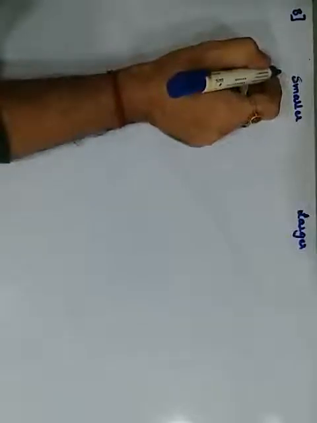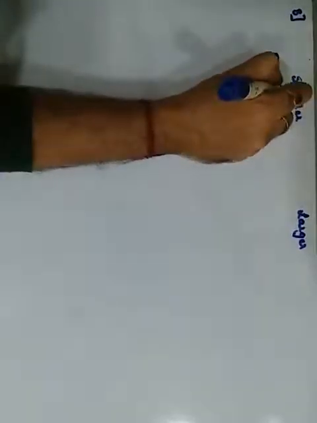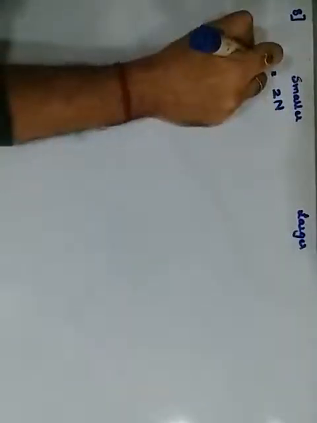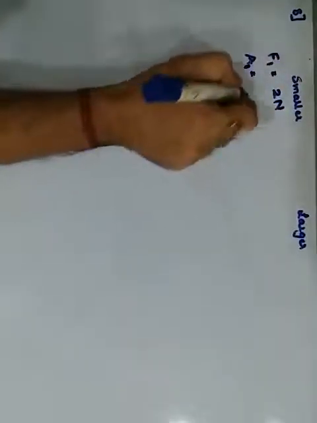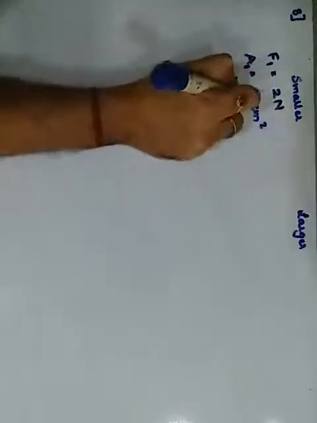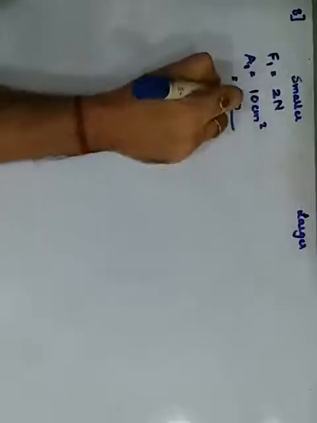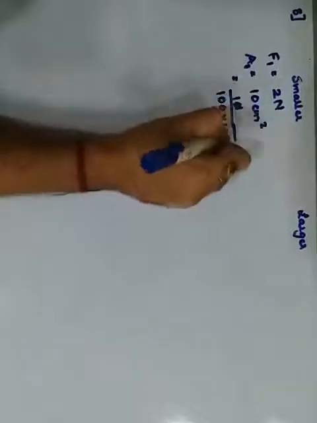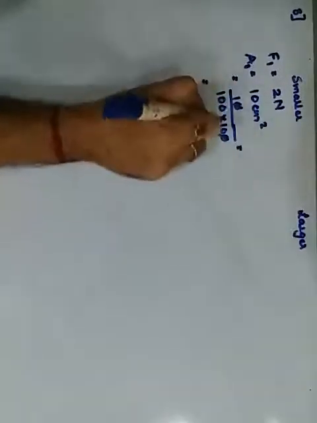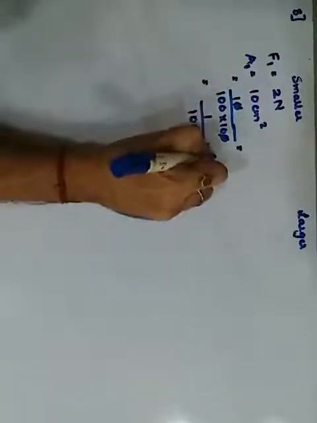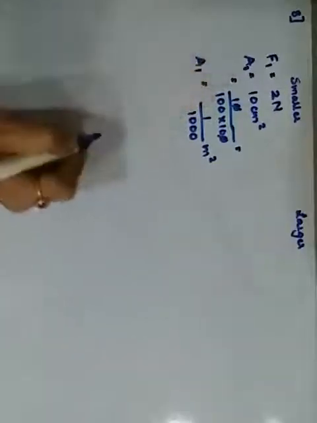In a hydraulic machine, the force acting on the first smaller piston, let it be F1, is 2 Newton, applied on a piston whose area of cross section, that is A1, is 10 centimeter square. We need to convert it into meter. So 10 upon 100 into 100, the zero cancels, so what is remaining is 1 upon 1000 meter square. This is the first cross section area A1.